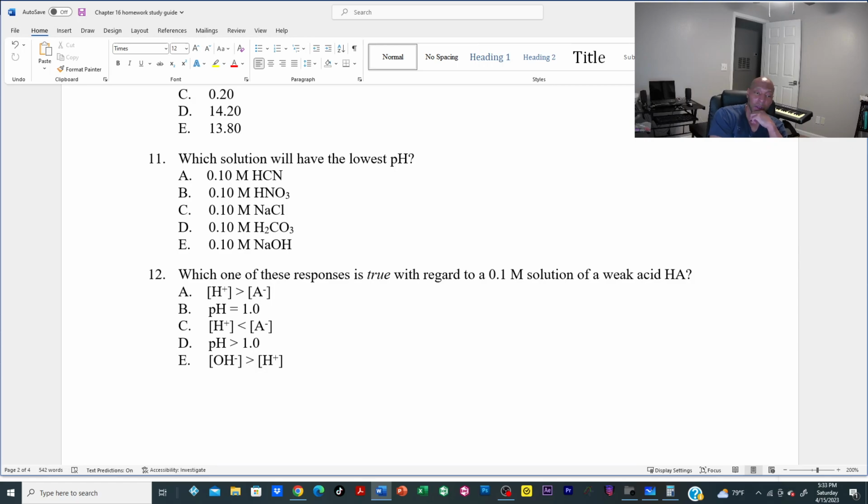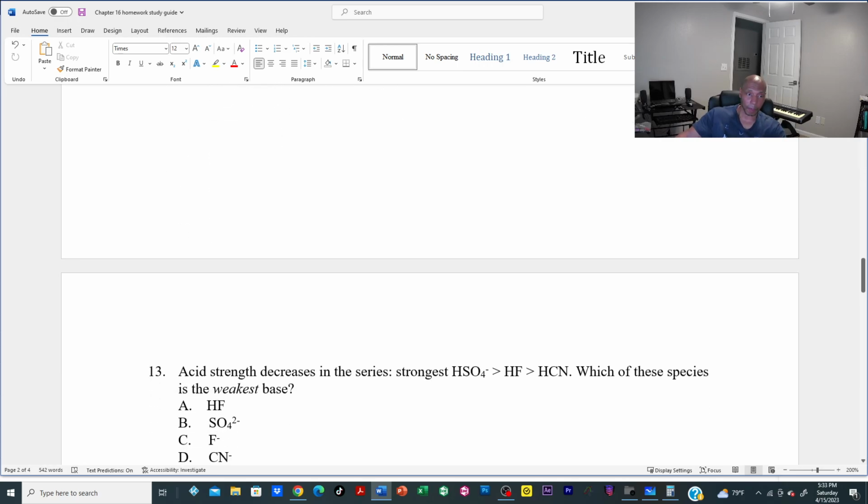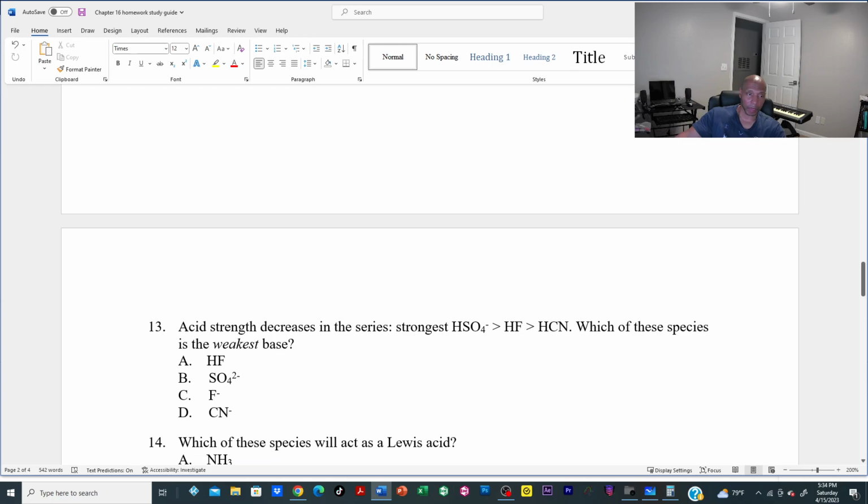Let's see what E is. E says my hydroxide ion concentration is greater than my H plus concentration. That is so not true. Remember, your H plus concentration and your OH minus concentration are inversely proportional. The constant of inverse proportionality is, of course, 1.0 times 10 to the negative 14. So once you get your H plus concentration of 0.1, your OH minus concentration is going to be less than that. All right.